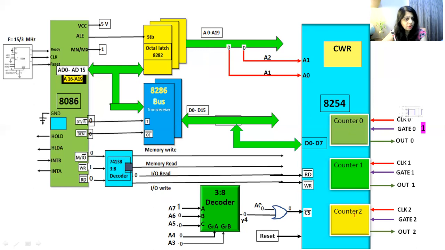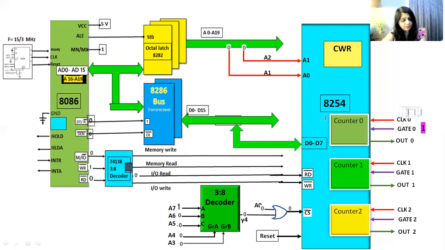This is counter 0, counter 1 and counter 2. In counter 0 there are two inputs, clock and gate, and every counter has two inputs and one output. At clock input you have to apply a square wave, and at the gate input you have to apply a pulse, or you can give it logic 1 continuously, based on in which mode we want to use 8254. Now here you can see the same connections, 3:8 decoder. Here input output read and input output write are connected to the read bar and write bar of 8254. The data bus D0 to D7 is connected to the data bus of 8254.